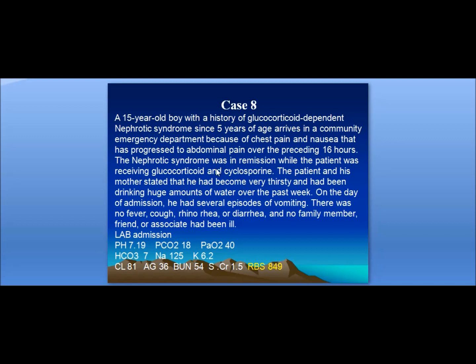Then at the same time, this steroid developed diabetes for the patient, and most probably he developed diabetic ketoacidosis from this high random blood sugar. So this is very important when we discuss this case.